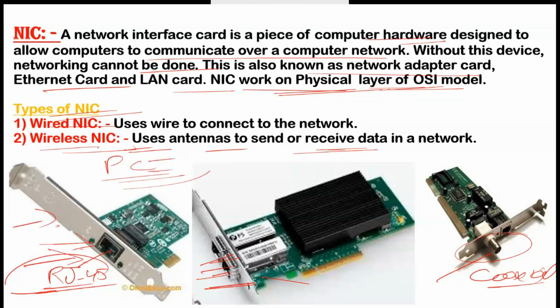There is one slot that is called the PCI slot, peripheral component interconnect, and in that slot you can connect this type of NIC, and then you will get this port. Suppose your desktop has only one port and you want one more port, then you can connect this NIC. And if your port is not working in your desktop, at that time also you can connect this type of NIC there.